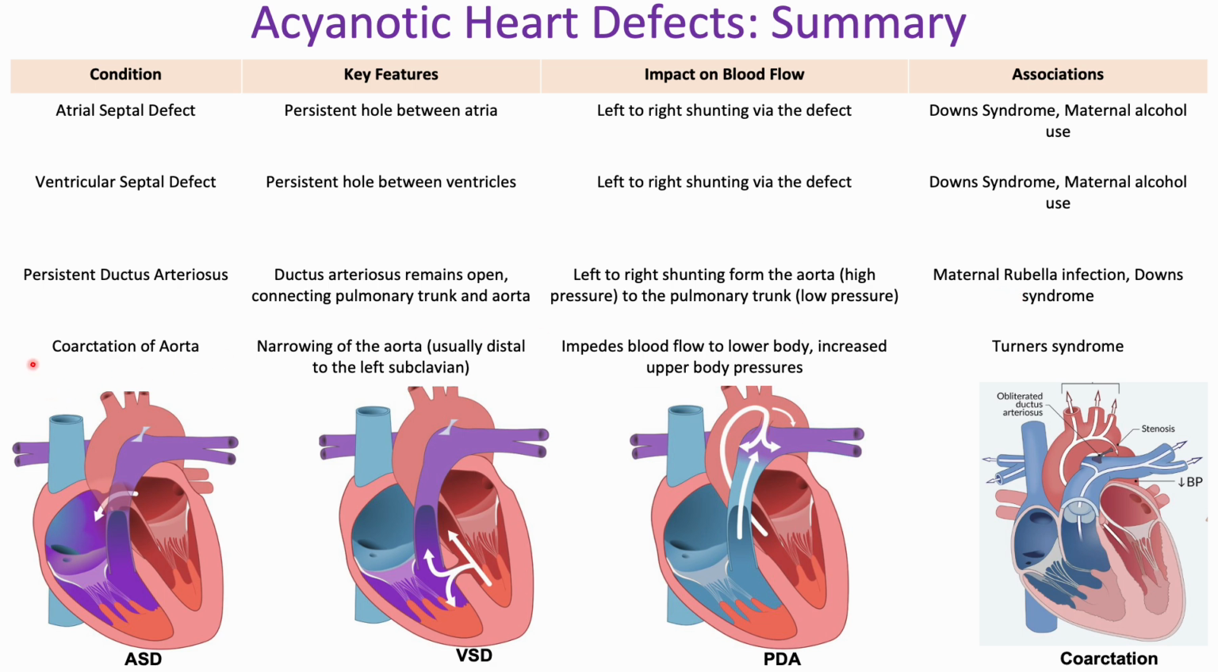Lastly, we have coarctation of the aorta. This is narrowing of the aorta. Usually it's distal to the subclavian, but it could be slightly proximal. But again, really narrowing of the aorta, and this is going to impede blood flow to the lower body while increasing the pressures to the upper body where blood is able to flow, and this is associated with Turner syndrome.